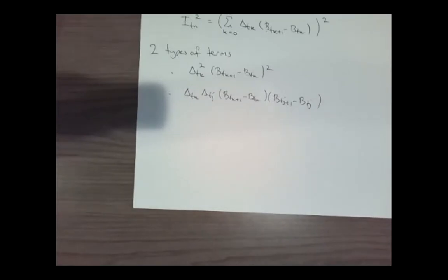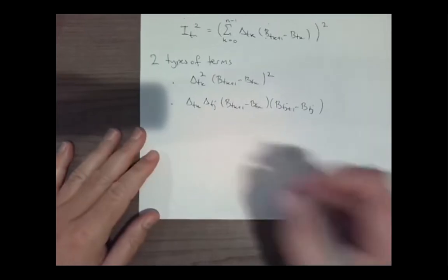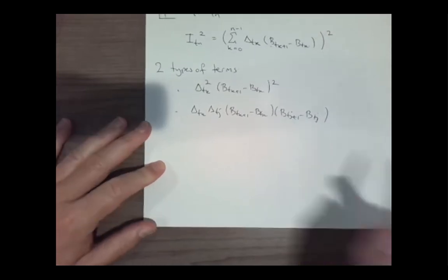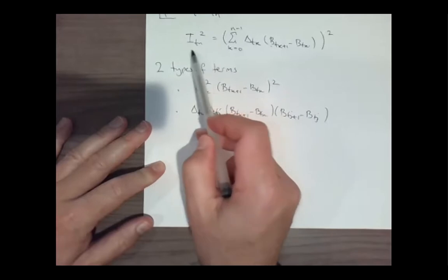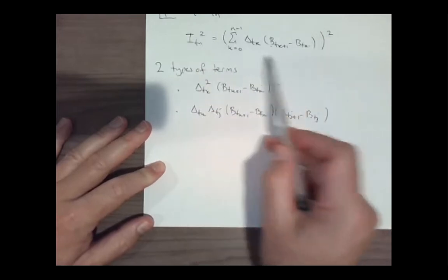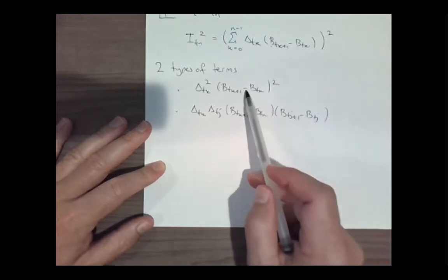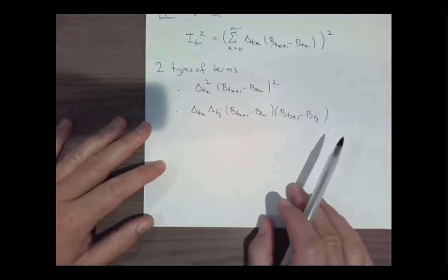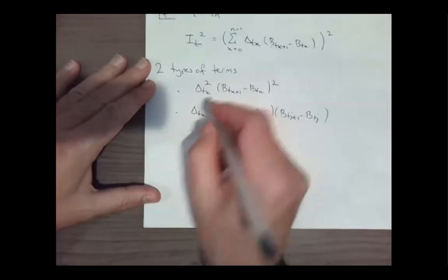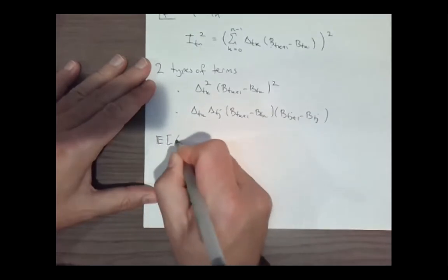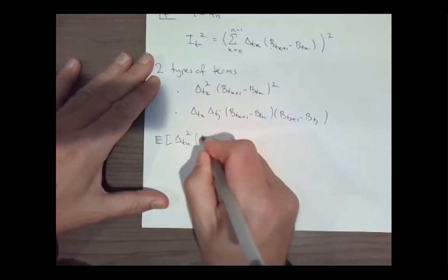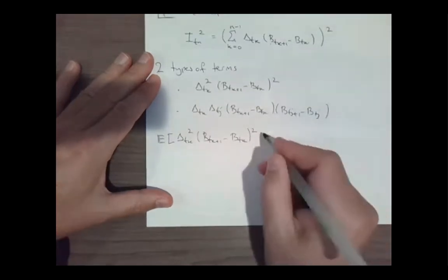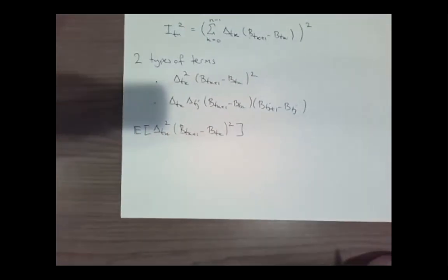And now we're interested in computing the expectation of them. I want to compute the expectation of this I_t squared, so I need to compute the expectation of these terms individually and then sum them up. So what will I get if I compute the expectation of the first kind? I'll look at E of Delta_{t_k} squared times (B_{t_{k+1}} minus B_{t_k}) squared. How would I compute that one?